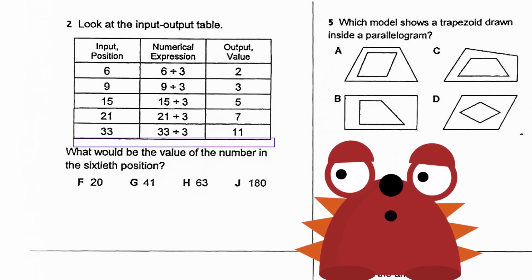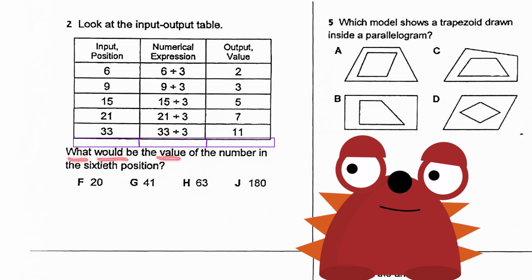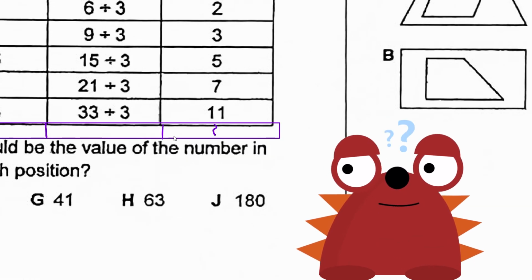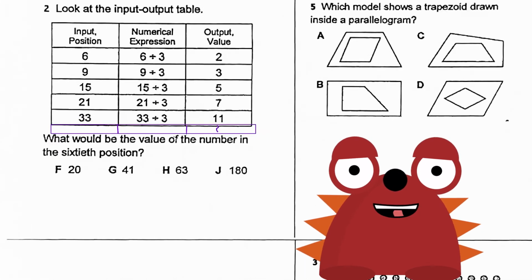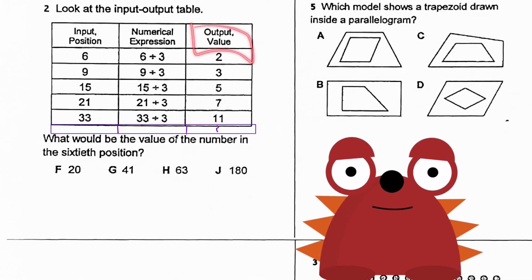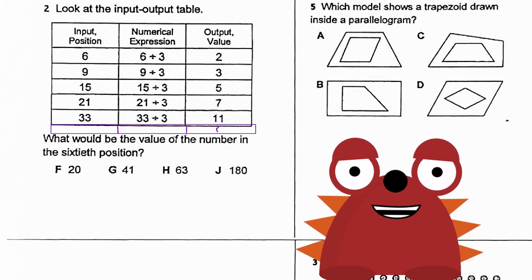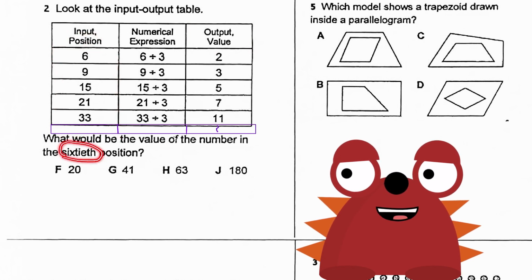And they're asking us to find the value. We don't know what the value is. They're asking what would be the value. So we're going to put a question mark right here. That's what they're asking us. They're asking us for the value of the number that's in the 60th position. So when you're looking at position, these are the position numbers, and we're looking for the 60th position.